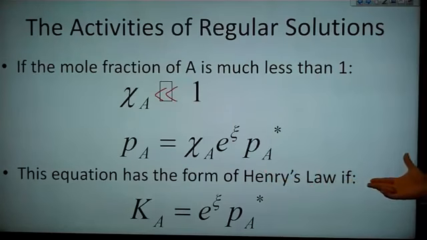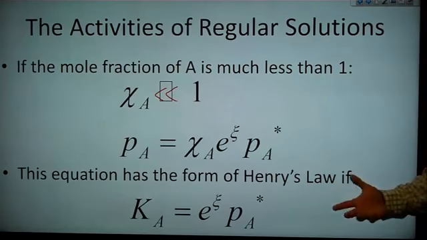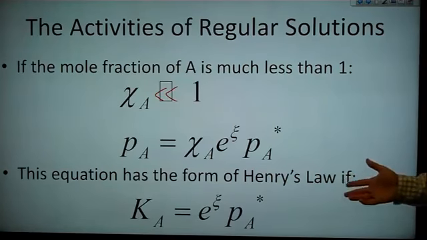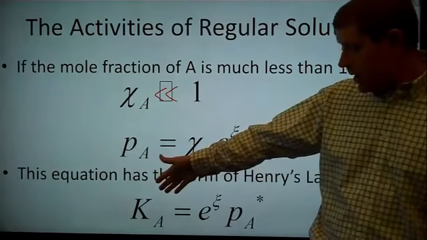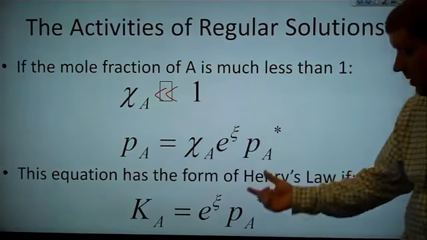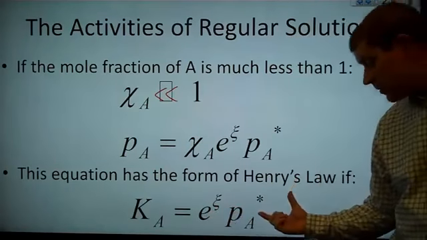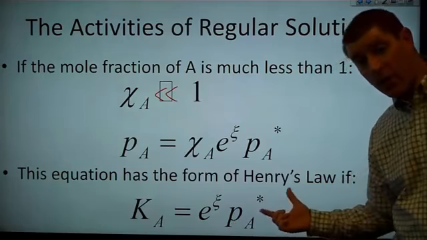And this equation has a form that looks something like Henry's law, if the Henry's law constant K A is equal to e to the xi times the vapor pressure of A while it's pure, P A star.